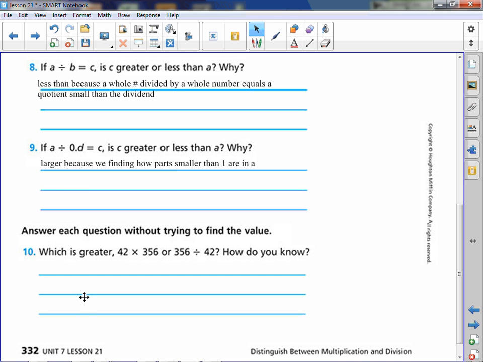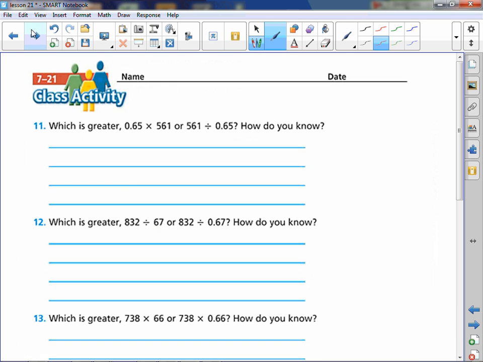Lots of pieces. Okay, so then let's look at this next question, which is greater, 42 times 356 or 356 divided by 42? Well, right off the bat, you should see multiplication as the one that's larger. So this one's going to be larger. Why? Because when multiplying, you're finding 42 groups of 356. And in dividing, you're breaking 356 into 42 separate groups. So you could actually work that out and see that. Okay, let's go on.